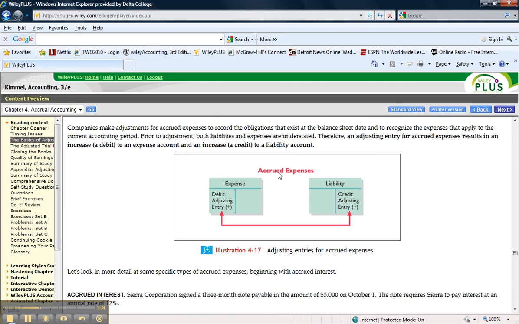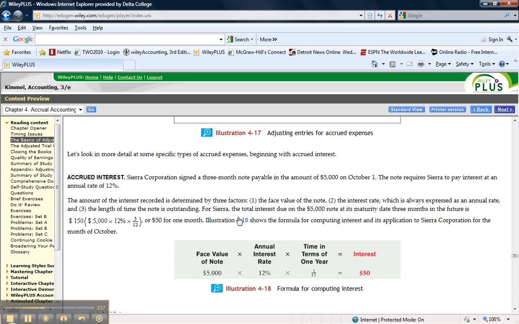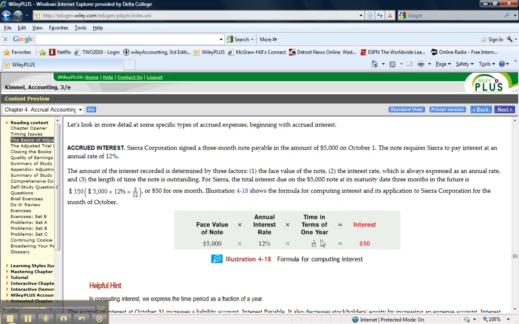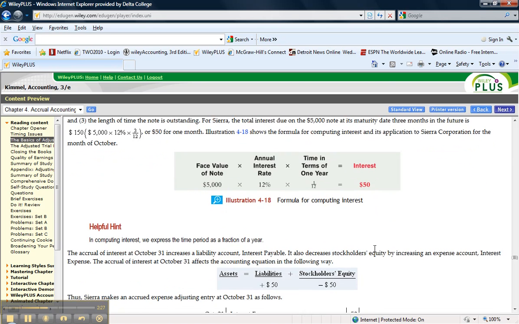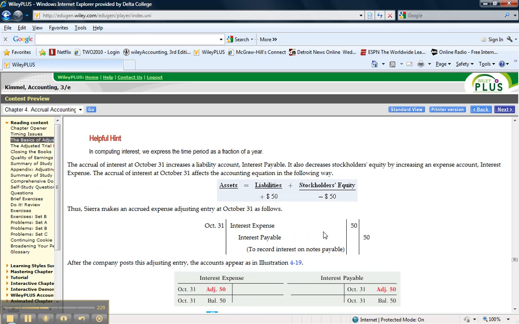In this type of adjusting entry, we will be debiting expenses because we're incurring the expense, and we're going to credit a liability because even though we don't have a bill yet, we know that we're going to have to pay these amounts eventually. So accrued interest, this gets at how to calculate interest on a note or a loan you might have. So you figure out an amount of interest that you owe for a period of time, and then you record the adjusting entry right here. Debit expense, credit liability, just like I showed you up above.